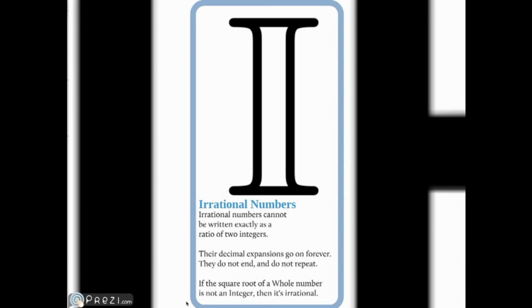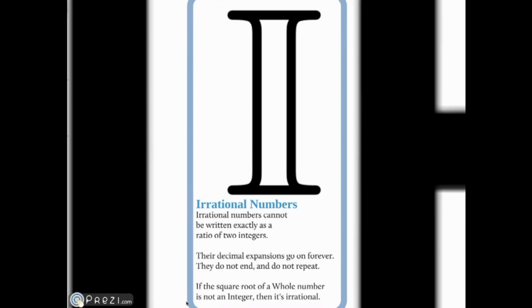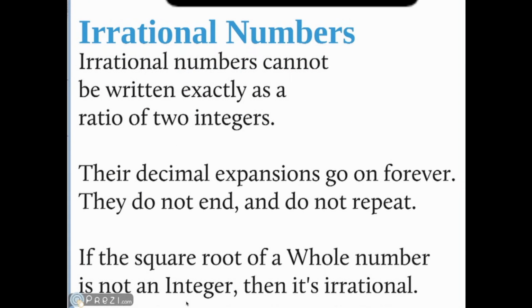So now we're going to look at what irrational numbers are. And simply stated, irrational numbers are numbers that are not rational. In other words, they are numbers that cannot be written exactly as a ratio of two integers. Their decimal expansions go on forever, and they do not end, and they do not repeat.